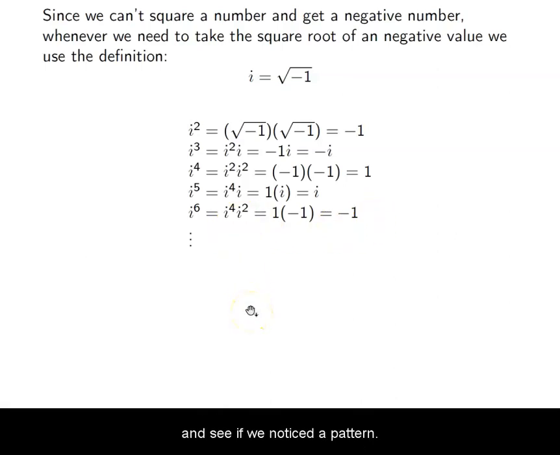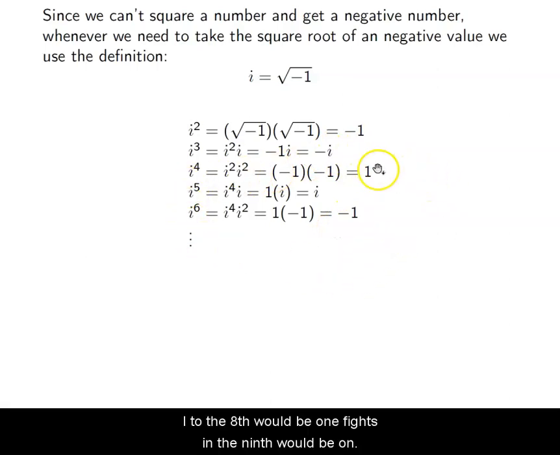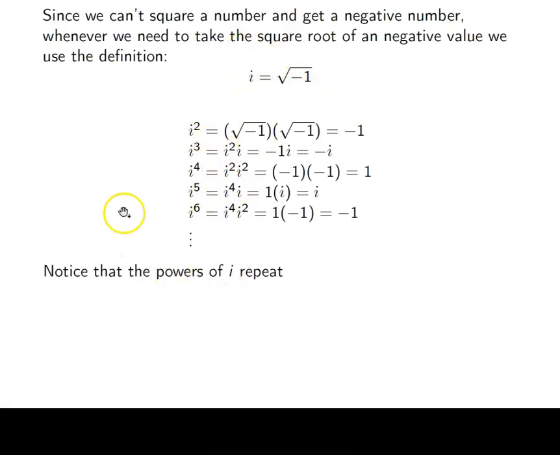So let's look and see if we notice a pattern. i to the first power is just i, i squared is -1, i cubed is -i, i to the fourth is 1, and then I have i again, and then I have -1 again. i to the 7th would be -i, i to the 8th would be 1, i to the 9th would be i. So it repeats. Every 4 powers, the cycle repeats itself. Okay? We call this cyclic.